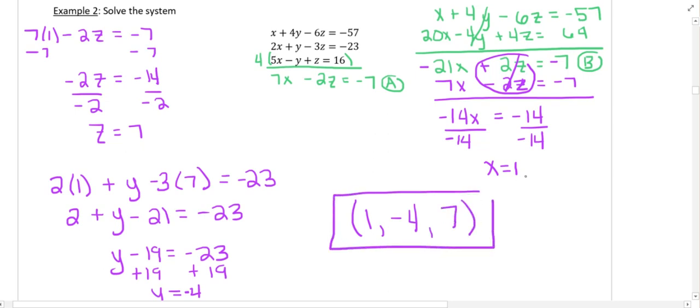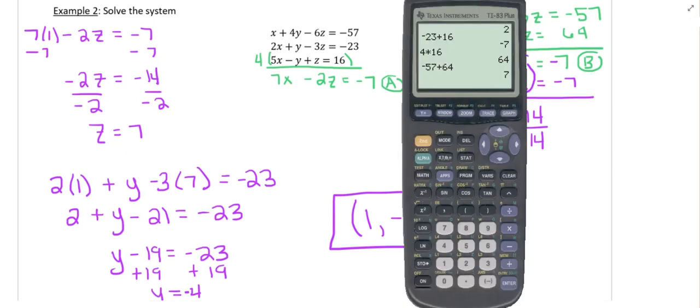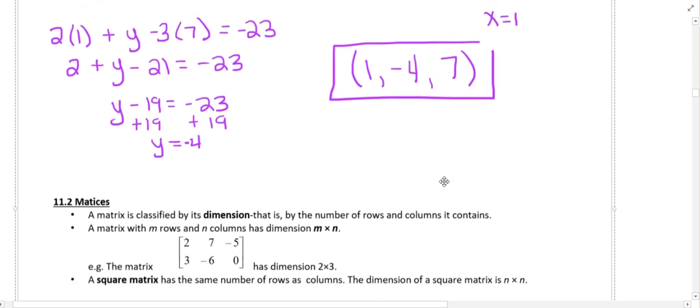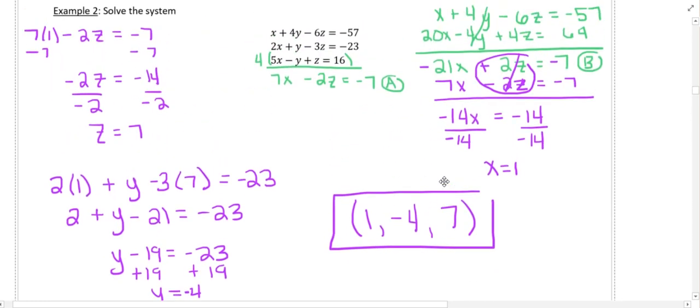And then, of course, I want to check that with my other equations. So let's look at the first equation. You've got 1 plus 4 times negative 4 minus 6 times 7, negative 57. Good. And then the last one, 5 times 1 minus negative 4 plus 7. And that should give you 16. Okay, that's it for 11.1.